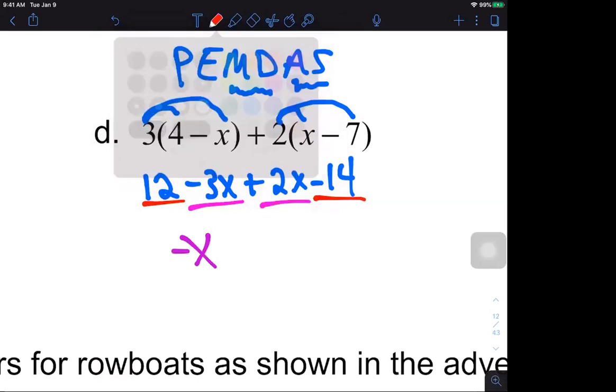Next, we have 12 minus 14. What do we get here? Negative 2. Awesome. So negative x minus 2 would be our final answer. Questions on that?